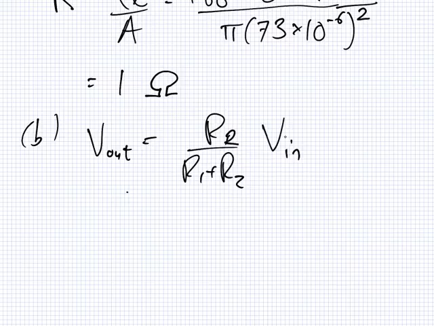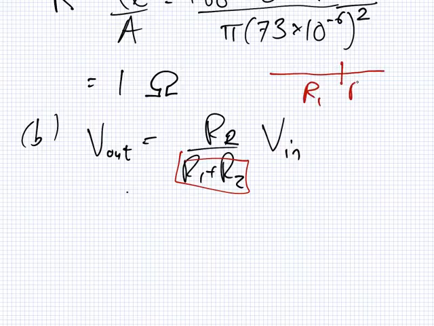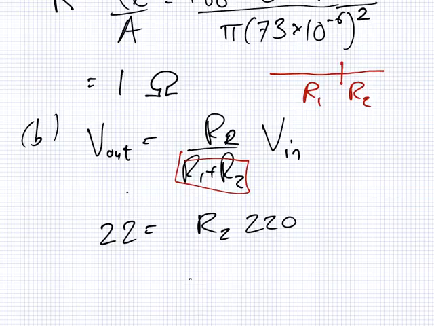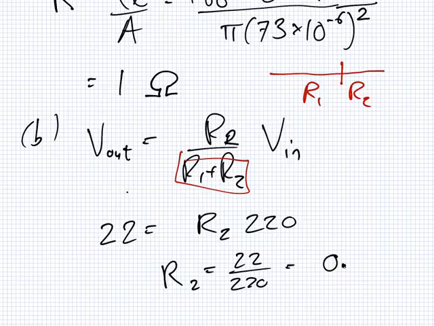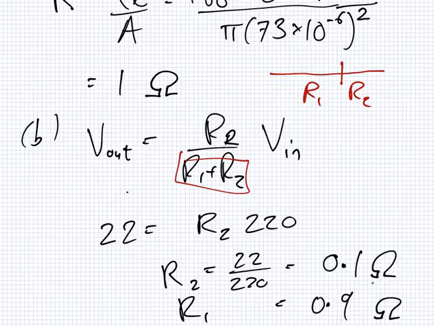Now actually, I know what R1 plus R2 is. It's 1, very good, because if you have the copper wire and you cut it in two, the total resistance will still be 1. So you get 22 equals R2 over 1 times 220. So R2 equals 22 over 220, which is 0.1. Which means R1 will equal 0.9 ohms. The question was how much resistance in each.